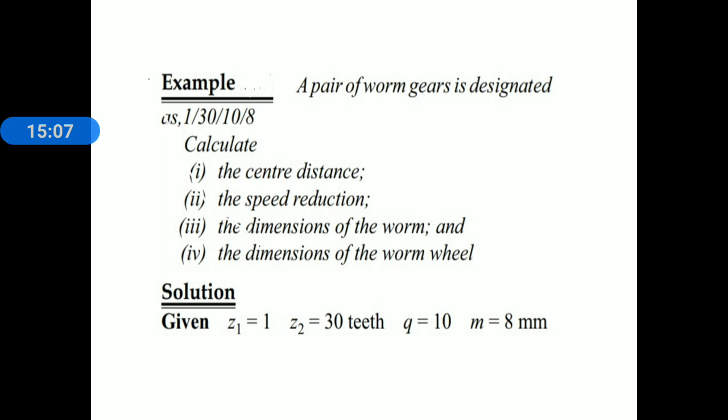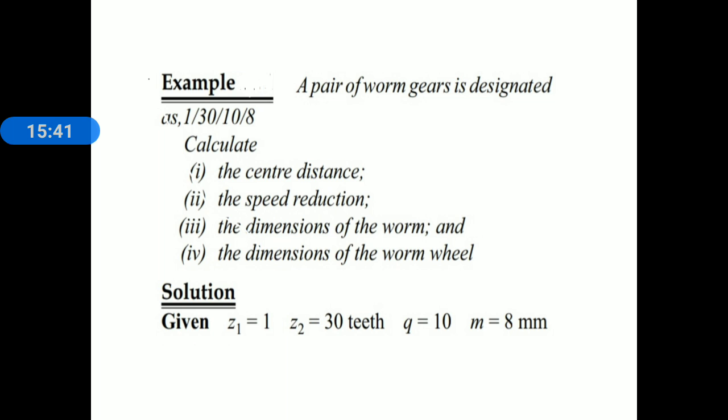Okay, first of all we collect the given data. Given data, from the designation of worm gears. Z1 is equal to 1, where Z1 is the number of starts, meaning the screw has a single start thread. Z2 is equal to 30, the number of teeth on the worm wheel is 30. Diametral quotient Q is equal to 10. Module of worm wheel M is equal to 8 millimeter.